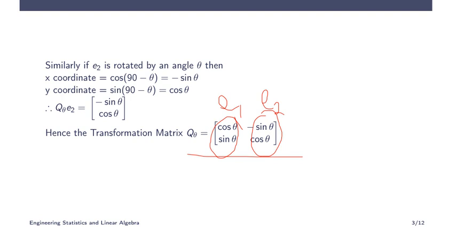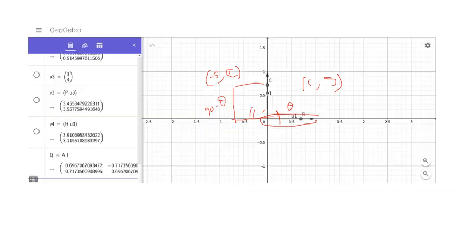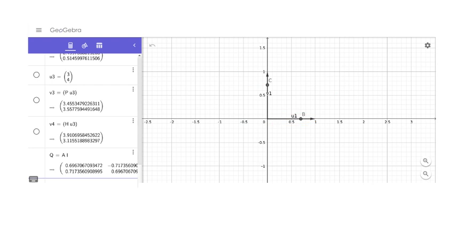Now we will see whether this matrix can rotate any given vector by an angle theta, right? So we have GeoGebra here. Again we will come back here and I will erase whatever is there, and we'll see what happens.